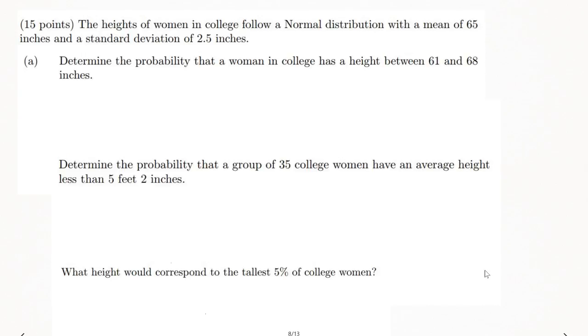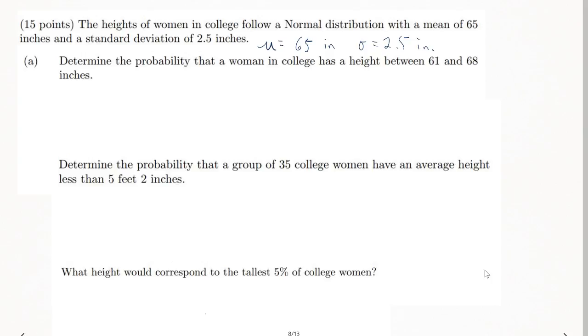So we have the heights of women in college follow a normal distribution with a mean of 65 inches and a standard deviation of 2.5 inches. So notice that's mu equals 65 inches and sigma equals 2.5 inches. And we already solved the other two problems. Let's finish off this third one.